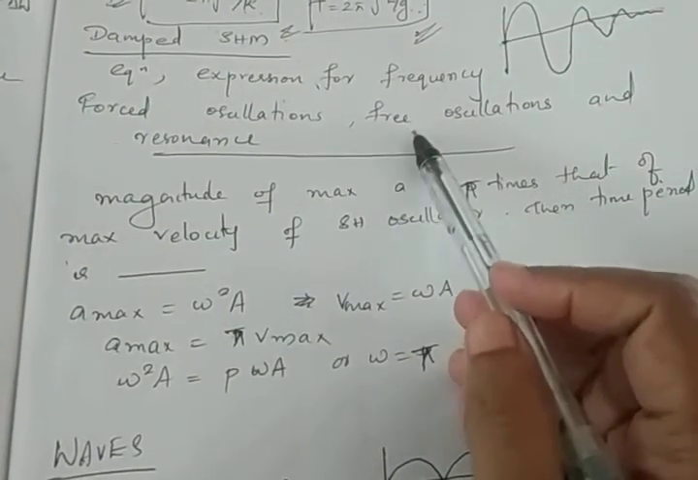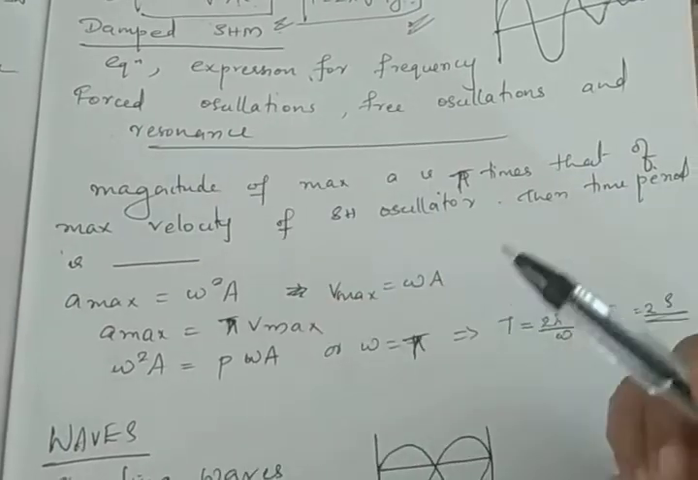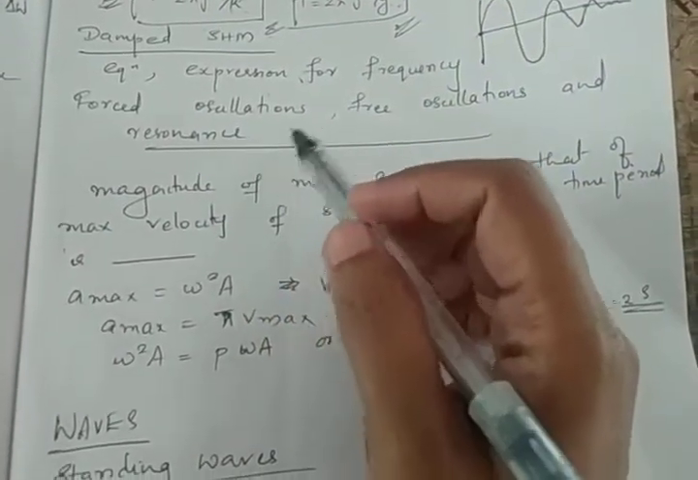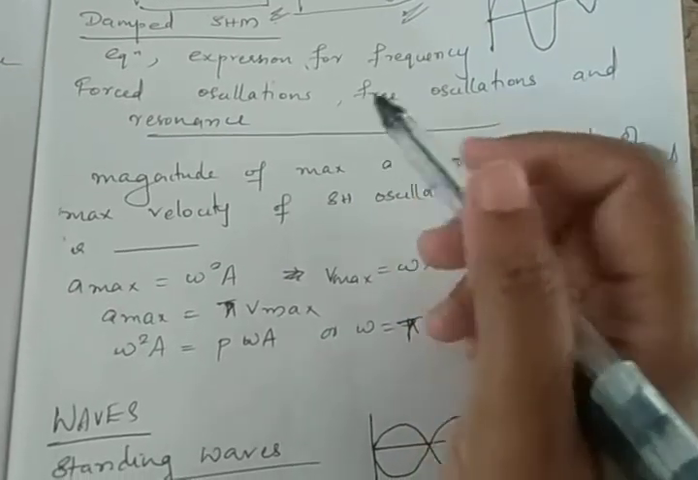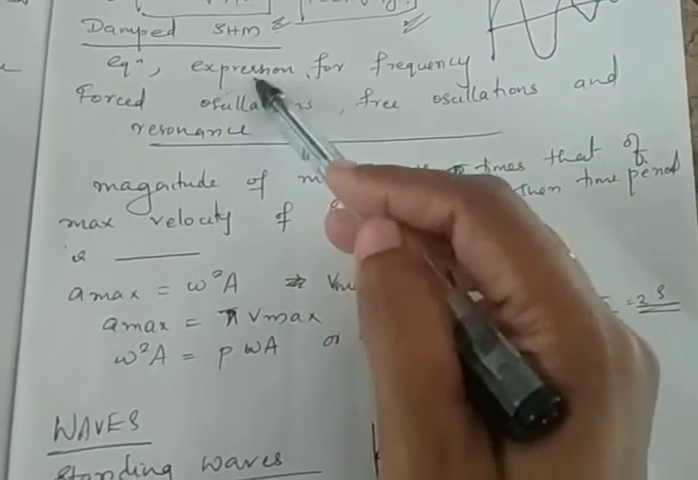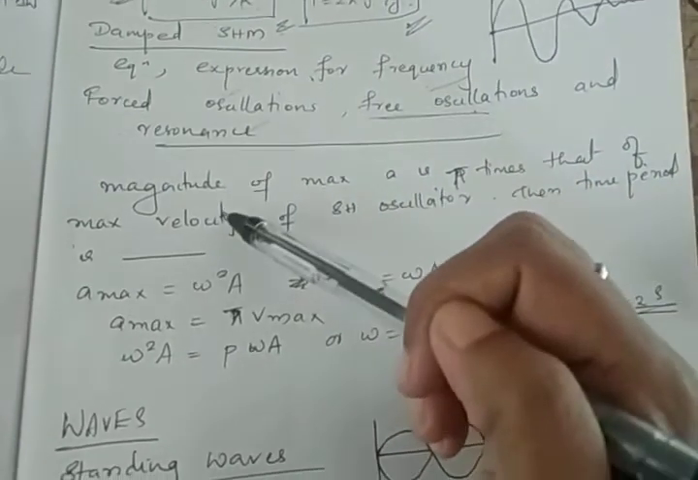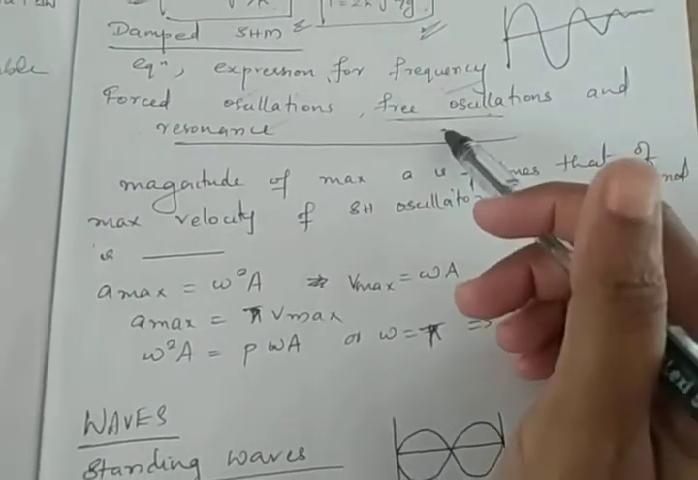Next we discussed free oscillation, forced oscillation and resonance. All three, the oscillations and the resonance, are very important. So please go through forced oscillations, free oscillations and resonance. Free oscillation: if the system oscillates with its natural frequency, it is free oscillation.